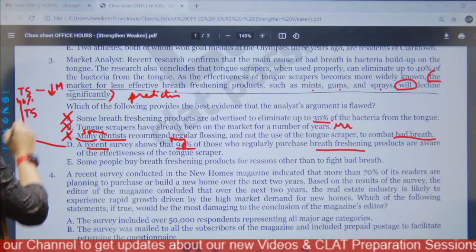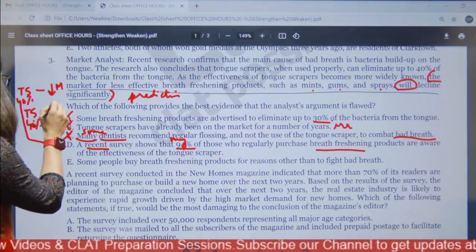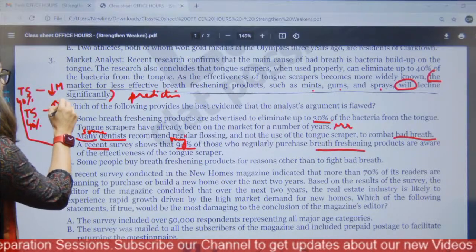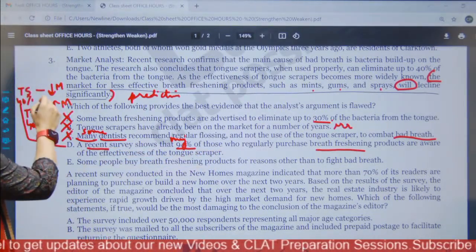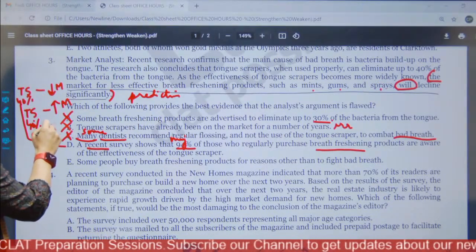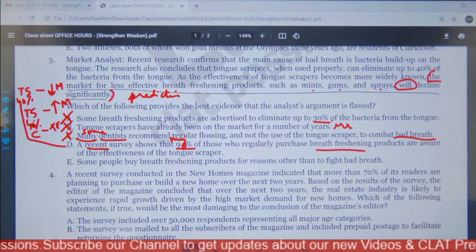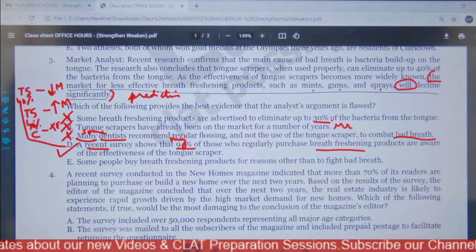So tongue scraper is killing the bacteria 40%. Still sales are up. That means these are the people who are buying it. So what have you done? You have shown that the cause has happened, but the effect has not happened. This is the best way to weaken a causal argument.